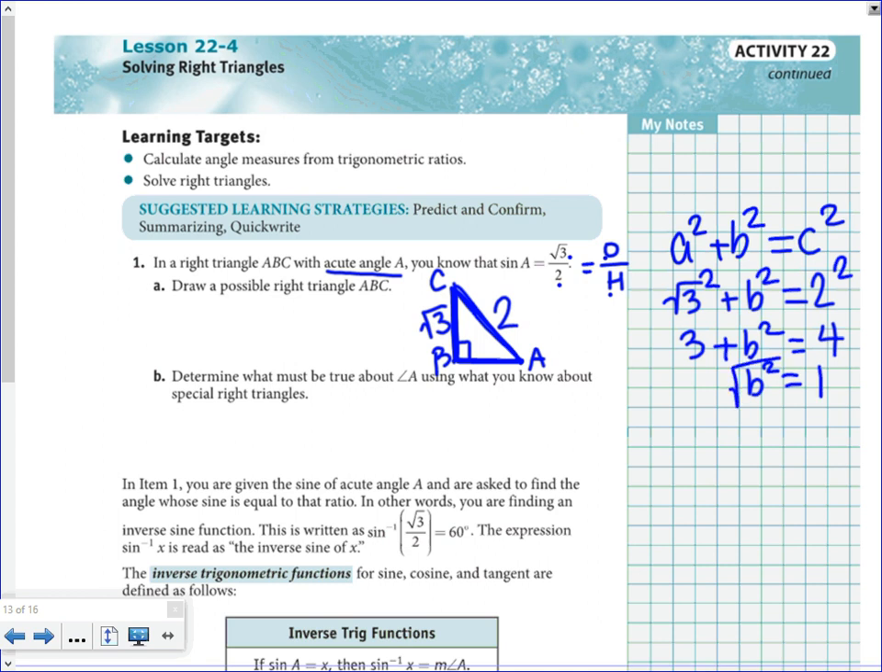From there, we're going to take the square root. So that means the square root of 1 is just 1. So this bottom side length is a 1. So there is your right triangle.